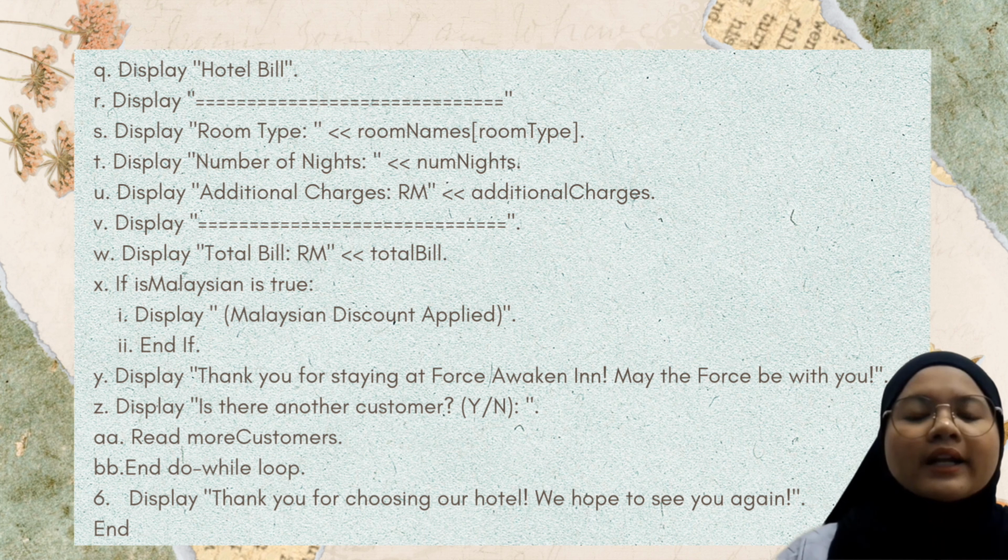If the customer is Malaysian, a discount is applied to the total bill. Once the loop is done processing the current customer, it asks if there are more customers to process. If yes, it continues the loop. Otherwise, it exits the loop and displays a final message thanking the user for choosing the hotel. In short, this pseudocode outlines the flow of a hotel management system that handles customer bookings, calculates bills, and provides Malaysian discounts if applicable.